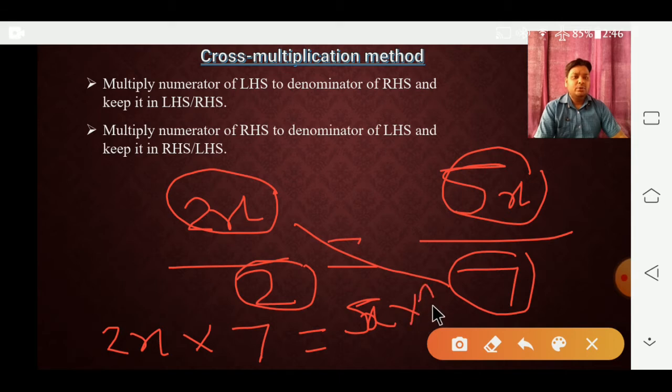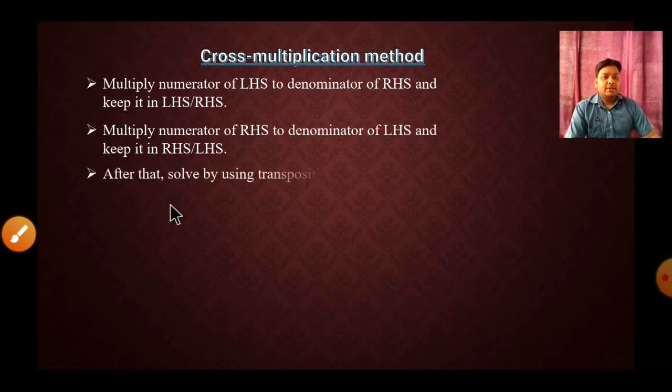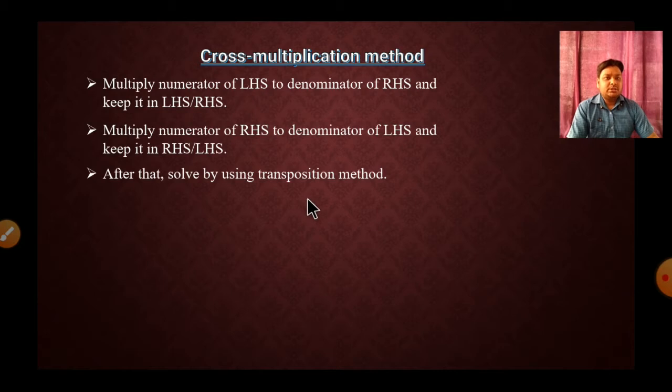If you keep one product in LHS, then you have to keep the other product in RHS. But if you keep the first product in RHS, then you have to keep the other product in LHS. It means just the opposite. Okay, students. After that, we will solve by using the transposition method, which we have just discussed. So let's see one example here.